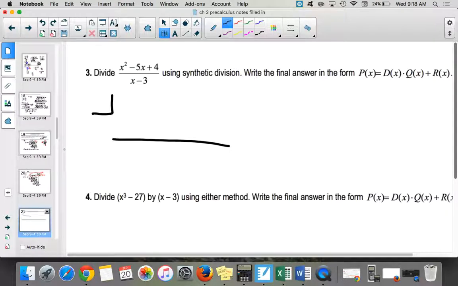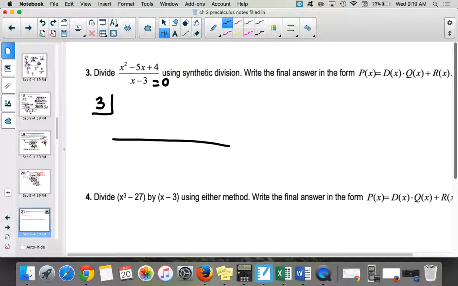Okay, and it's basically a shorthand. We don't put any x's in, we just put numbers. So in the backwards L, we put 3. It's the 0 of the divisor. It's what I would get if I set it equal to 0, right?